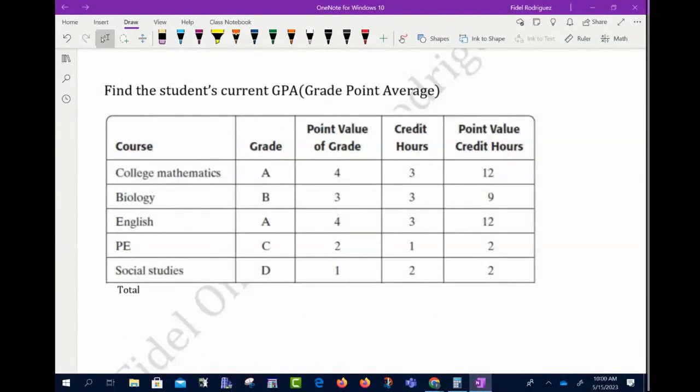Okay. Y'all, when I cover this stuff in my regular class, I always like doing this problem because this is a problem that applies to everybody. We all want to know, how do we get our GPA, right? The college tells you this is your GPA. How do they get your GPA?